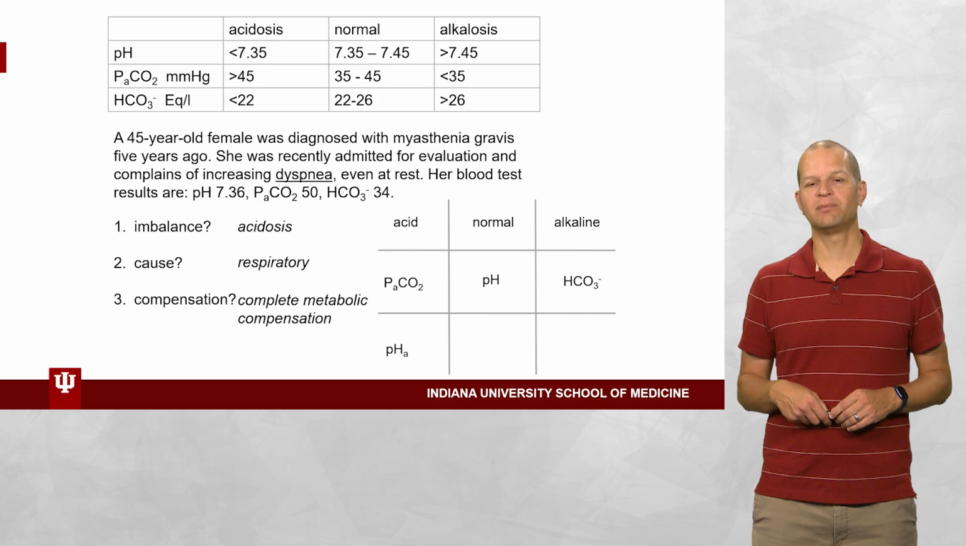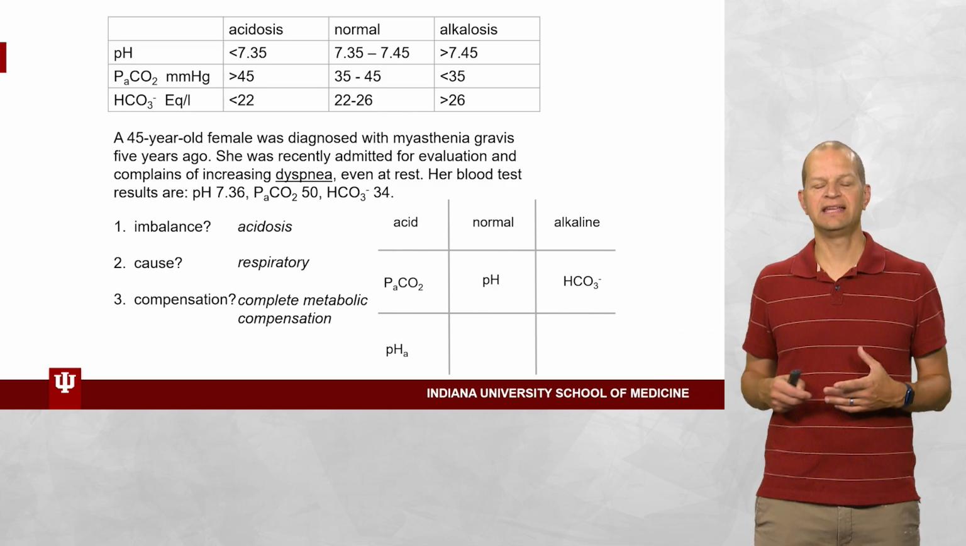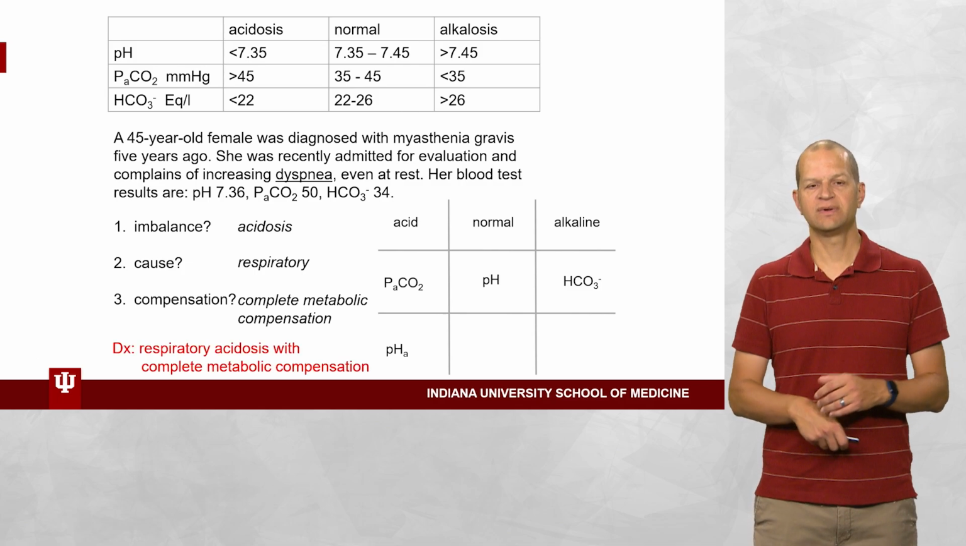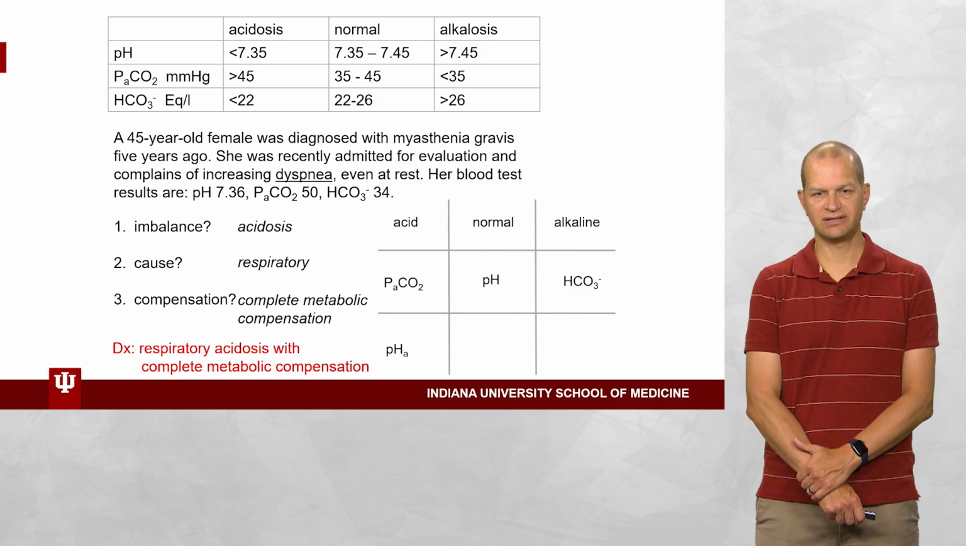But in this case, we have complete compensation. We know that because the bicarb is alkaline and the pH is normal. And so we'd say this person has respiratory acidosis with complete metabolic compensation.